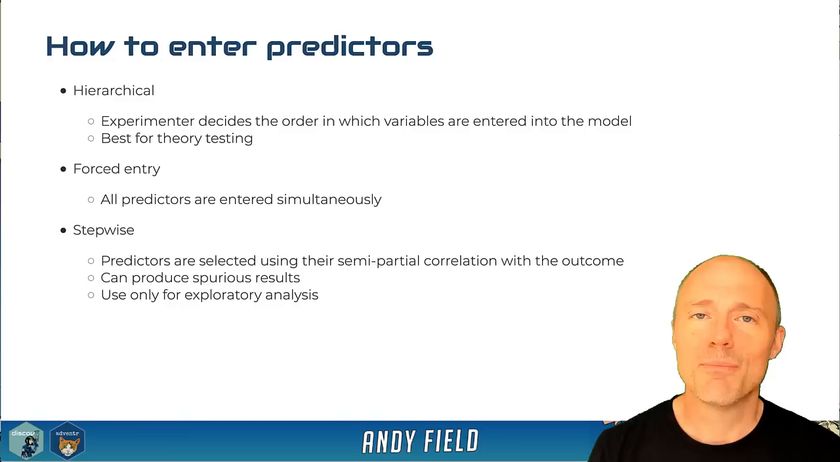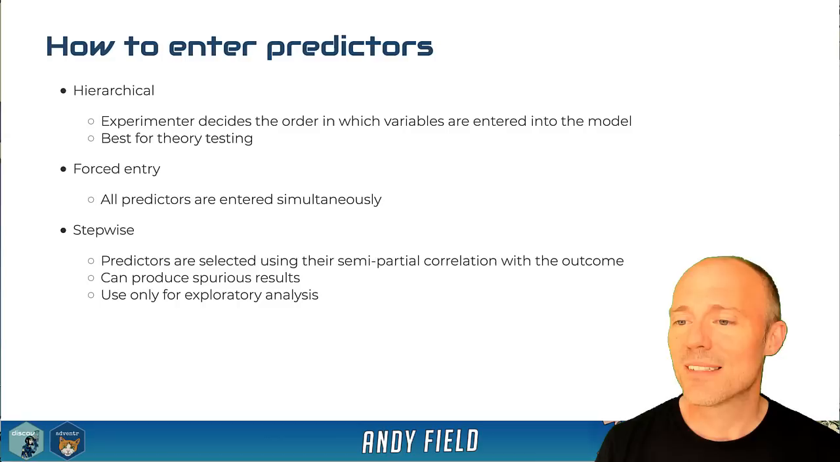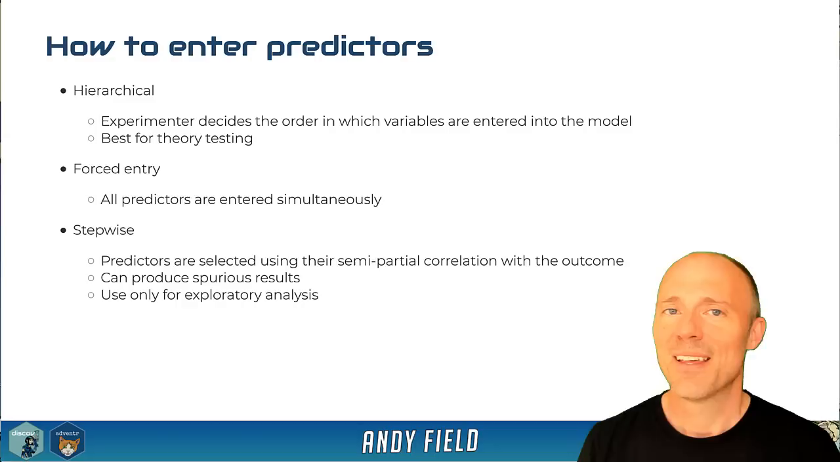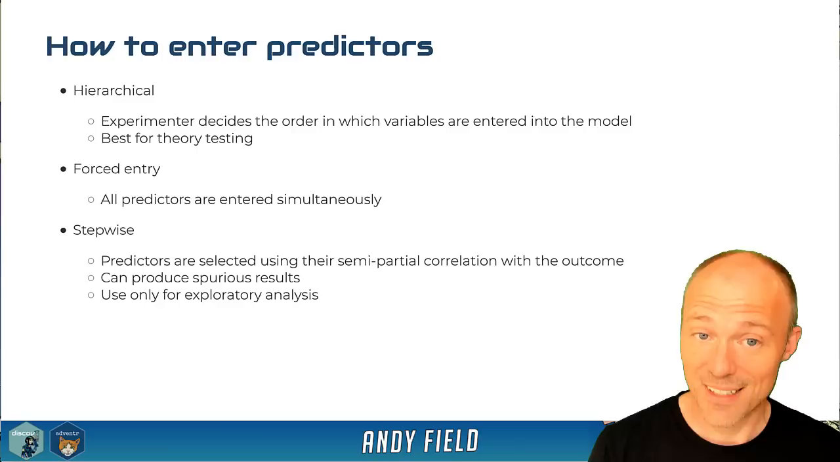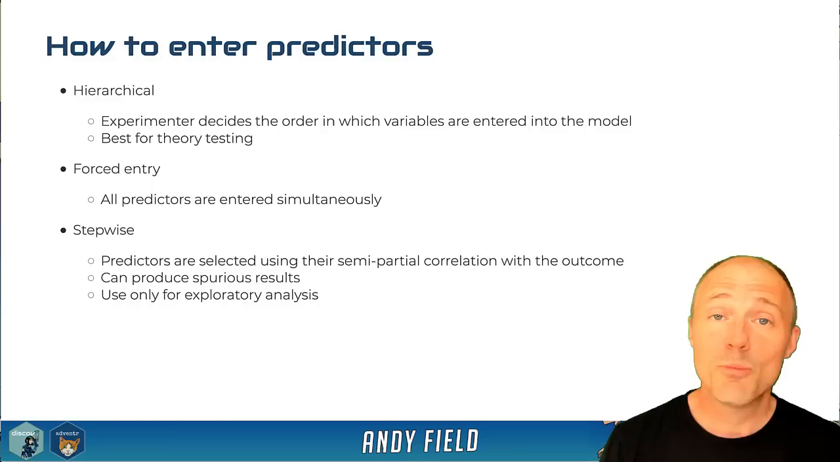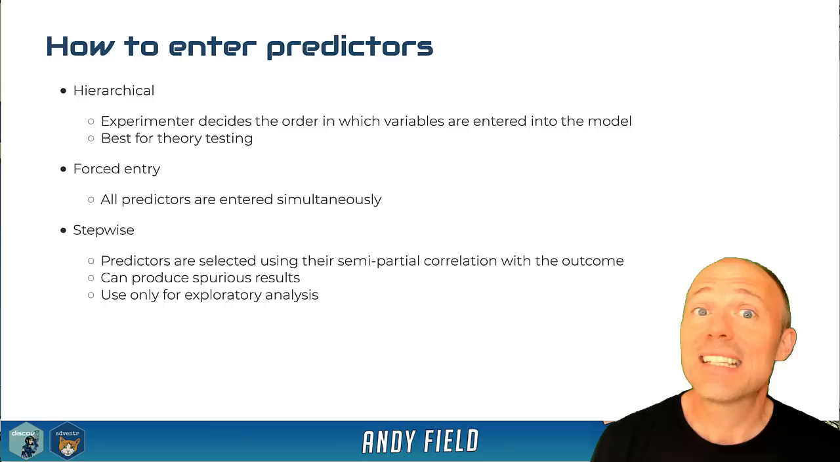Then it has a look around, says, well, do any of the other variables that I've left out make a statistically meaningful contribution to predicting the outcome? And if the answer is yes, then the next variable gets entered in. This seems like a great idea at face value, because you're using a statistical and objective criterion for determining which order you enter variables into the model. The problem is that whatever statistic you use is going to vary from sample to sample.